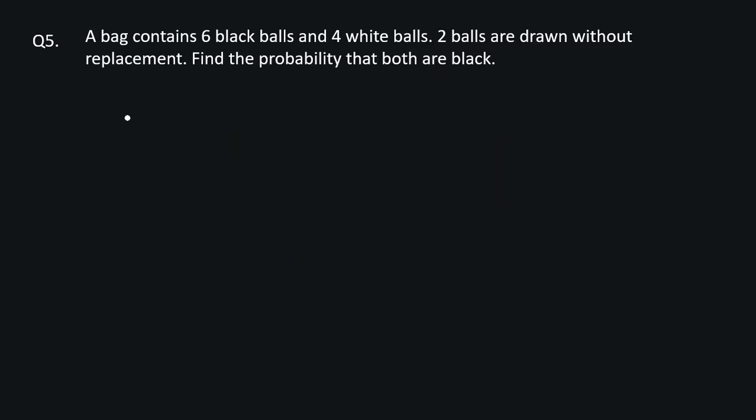The next question is of probability. In this question, they have given that a bag contains 6 black balls and 4 white balls. 2 balls are drawn without replacement. Find the probability that both are black. So we need to find that both are black. This is an easy question.